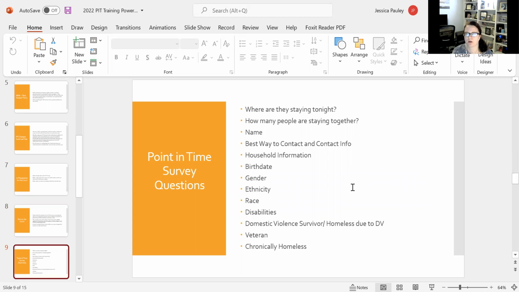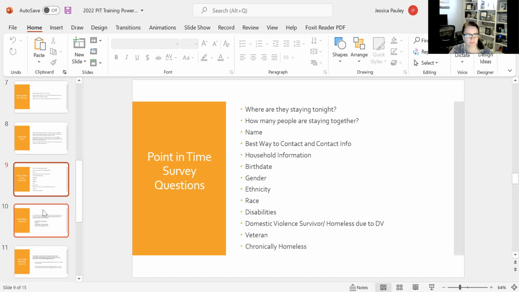Questions on the form include where are they staying tonight, how many people are staying together, their name, the best way to contact them, and their contact information. If someone provides you with more than one way to contact them, please include both forms of communication on there. Household information, birth date, gender, ethnicity, race, disabilities, domestic violence questions, veterans questions, and chronically homeless questions.